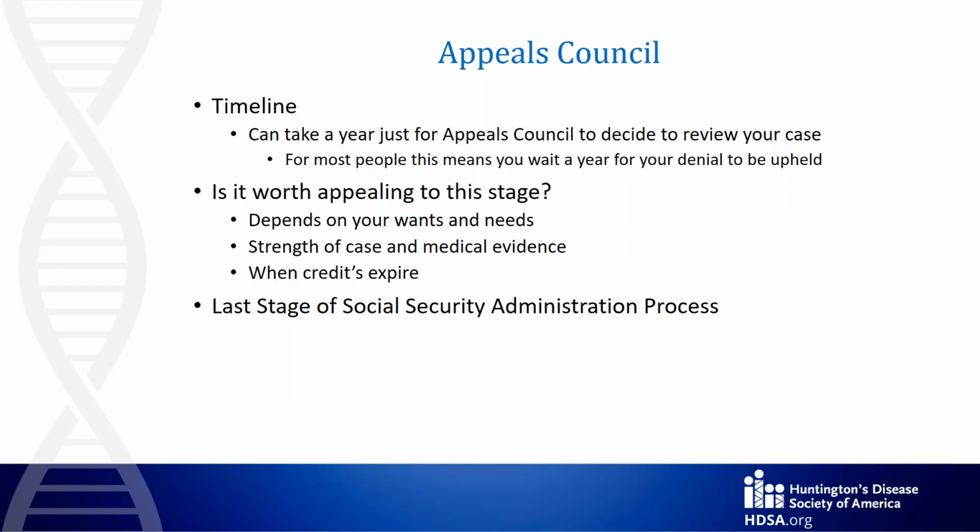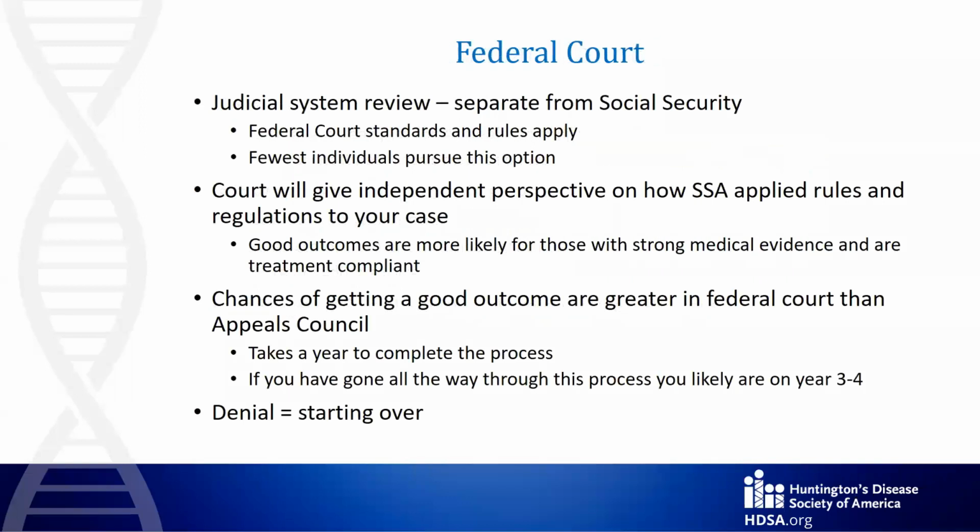And then the appeals council is the last stage of the Social Security administration process. If you're not happy with your appeals council outcome, the next step is federal court. And this is a completely separate system. This is separate from Social Security. Social Security is technically under the executive branch. Going to federal court is a judicial system review, which means you are beholden to all federal court standards and rules. And you have to have an attorney who is licensed to practice in federal court to represent you.